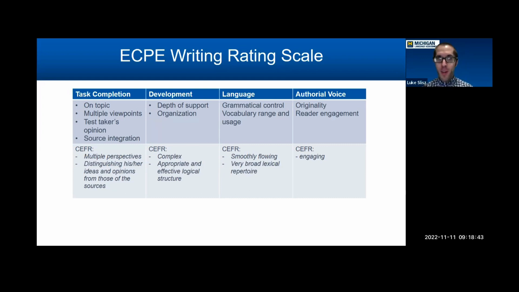We're looking at the development then of the argument that the student is trying to make. The depth of support and the organization is very important here. Are there many supporting details? Are the ideas expanded upon with maybe the student's own personal experiences? Or do they simply list reasons one by one and then move on without much development beyond that? So we hope to see that complex information that's organized in a logical way that's easy to follow.